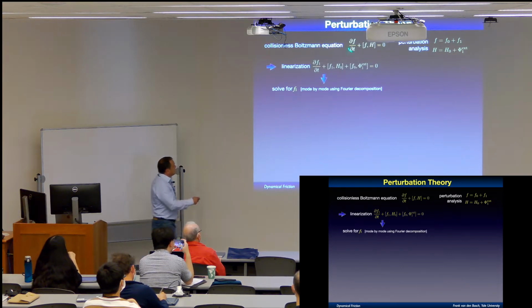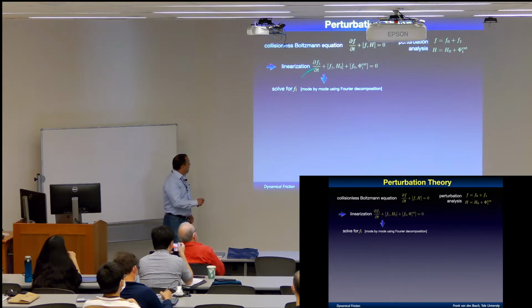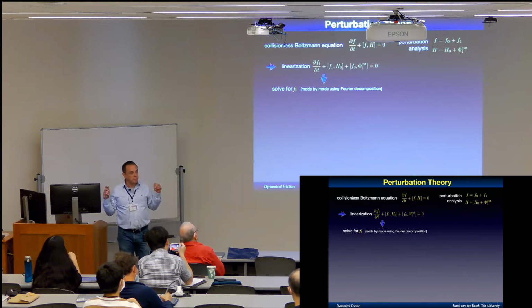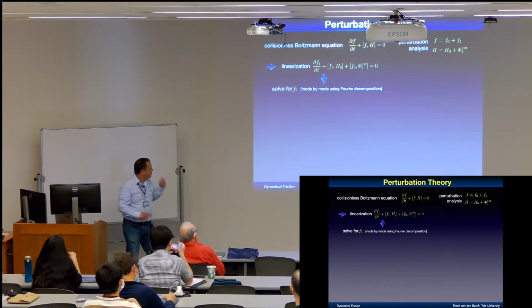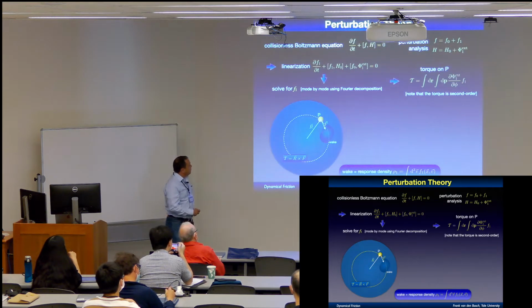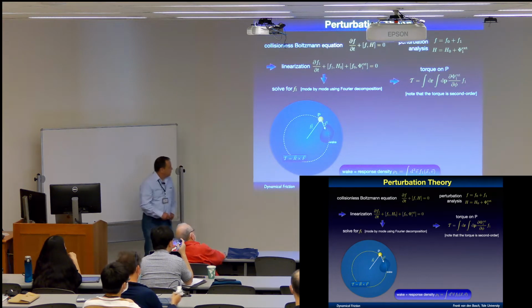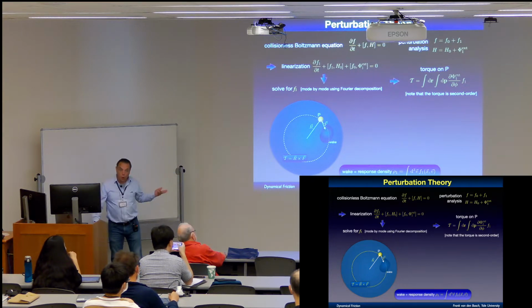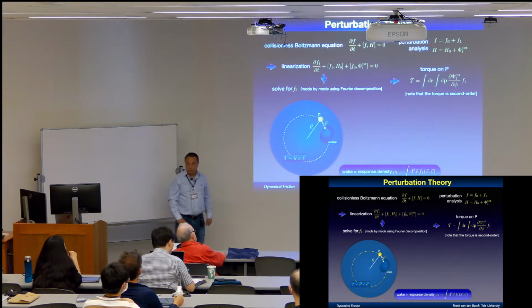You just plug these expressions into this equation and you linearize it. This is just standard perturbation theory. You then solve for f1 mode by mode, because you do this in Fourier space. This is exactly what you do in perturbation theory that describes structure formation. And what you then want to calculate from that response is the torque. If you integrate the response over velocity, you get the response density. The way to visualize that response density is basically that's the wake that is created behind that perturber. And that wake now exerts a force on the perturber that's misaligned with the radial vector, which gives rise to a torque. And that's the thing that slows it down and causes dynamical friction.